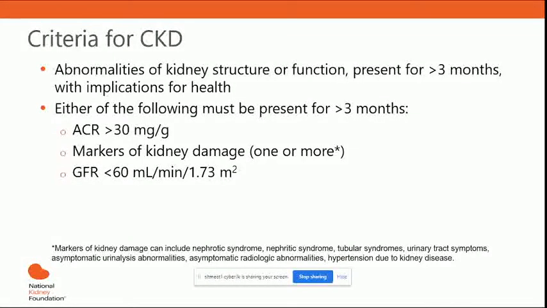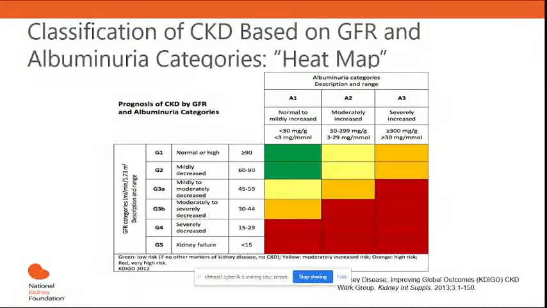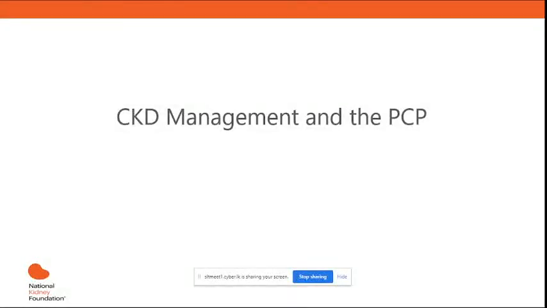The criteria for diagnosis of CKD, again, are abnormalities of kidney structure or function persisting for more than 3 months with implications for health. Either of these should be present for more than 3 months: an albumin to creatinine ratio more than 30 milligrams per gram, or any marker of kidney damage, or a GFR less than 60 ml per minute. So when you know the GFR and albumin excretion, we can use this grid to categorize the patient into the level of CKD and the risk of the patient progressing to end-stage renal disease.